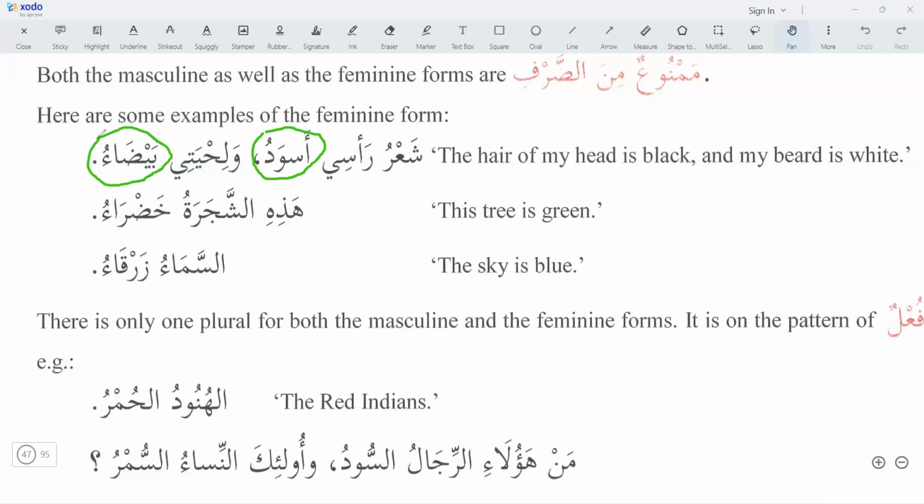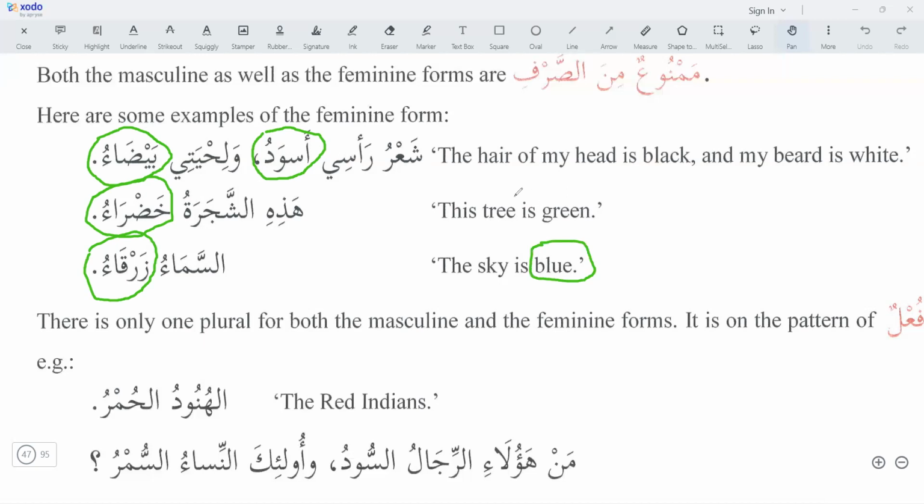Sha'ru ra'asi aswadu, the hairs of my head is black, and my beard is white. Walihiyati bayda'u, and my beard is white. Hazihi shajaratu khadra'u. This tree is green. So khadra'u is feminine form. As-sama'u zarqa'u. The sky is blue.